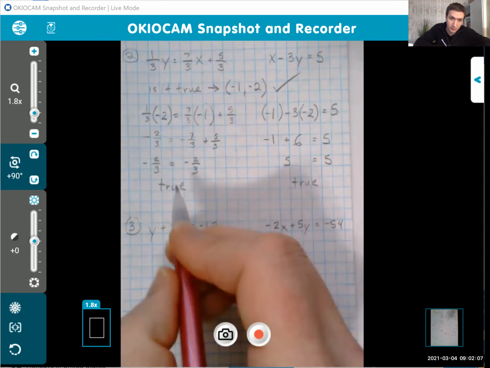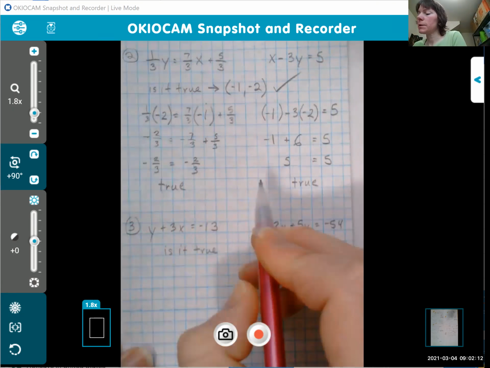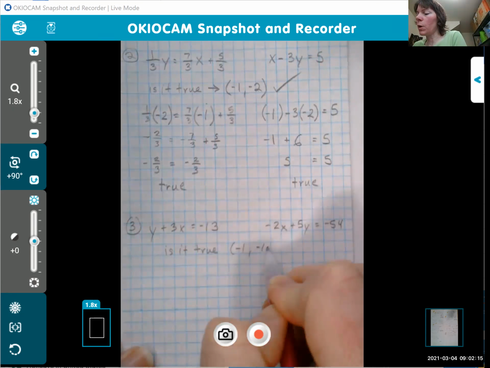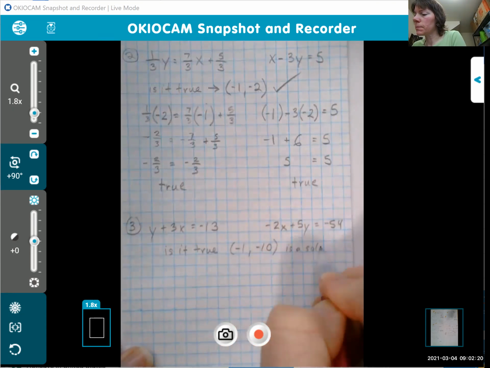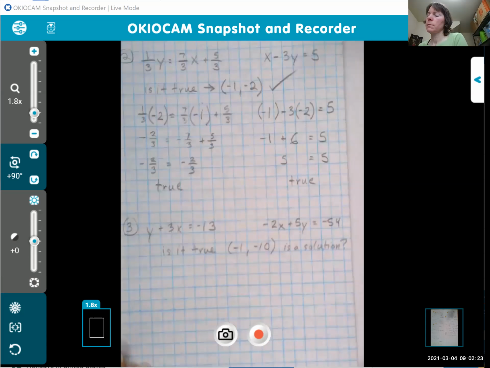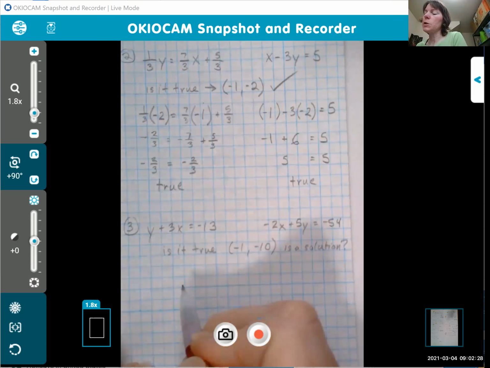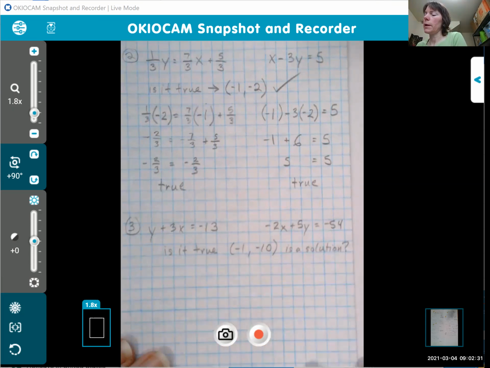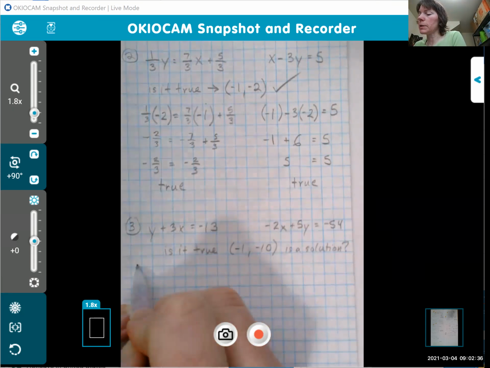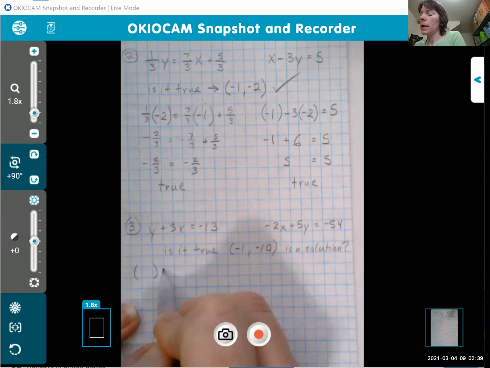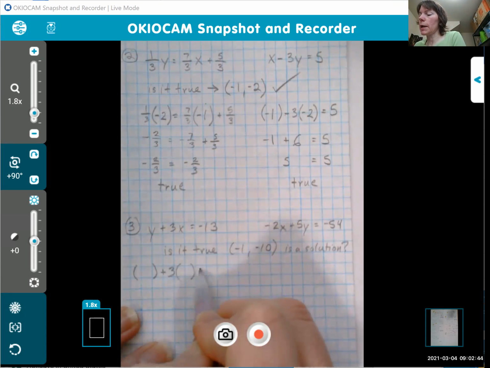All right, and now we're going to ask, is it true that negative 10, negative 1 is a solution? So let's start substituting this into our equations. And I'd like you guys to take a crack at this on your own, right? I'll start it off for you a little bit and you guys can pick it up. So we're going to put our parentheses and our addition sign and our 3 and our parenthesis and our equal sign and our 13.